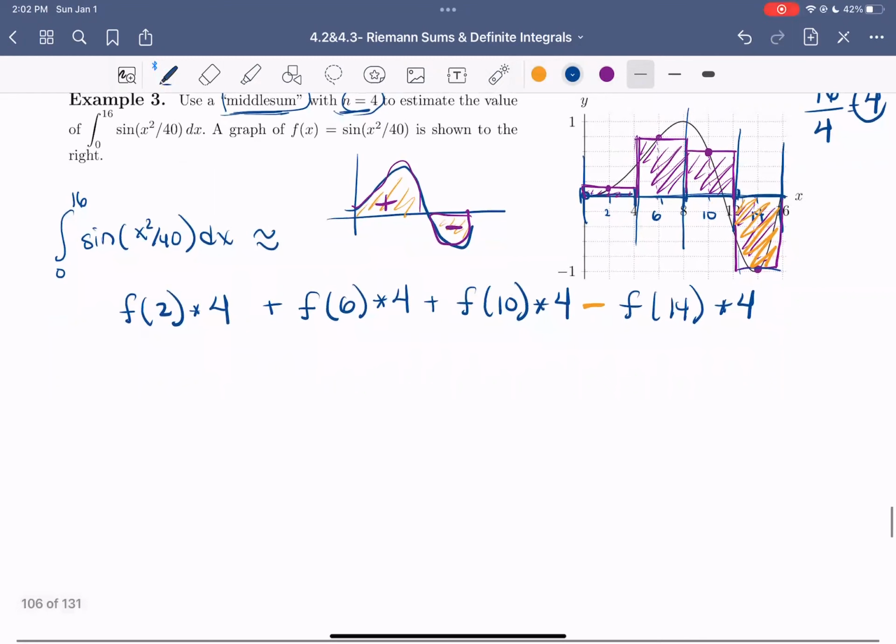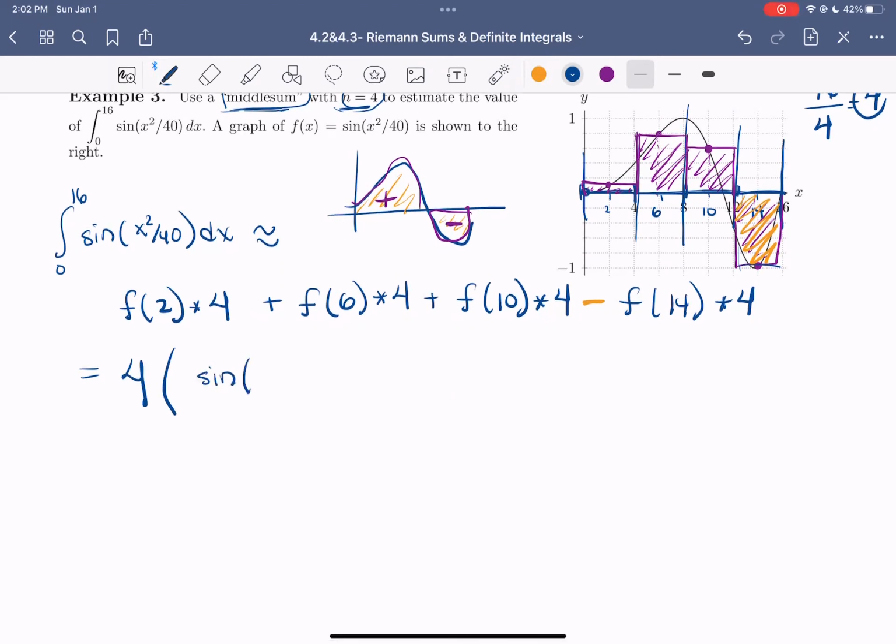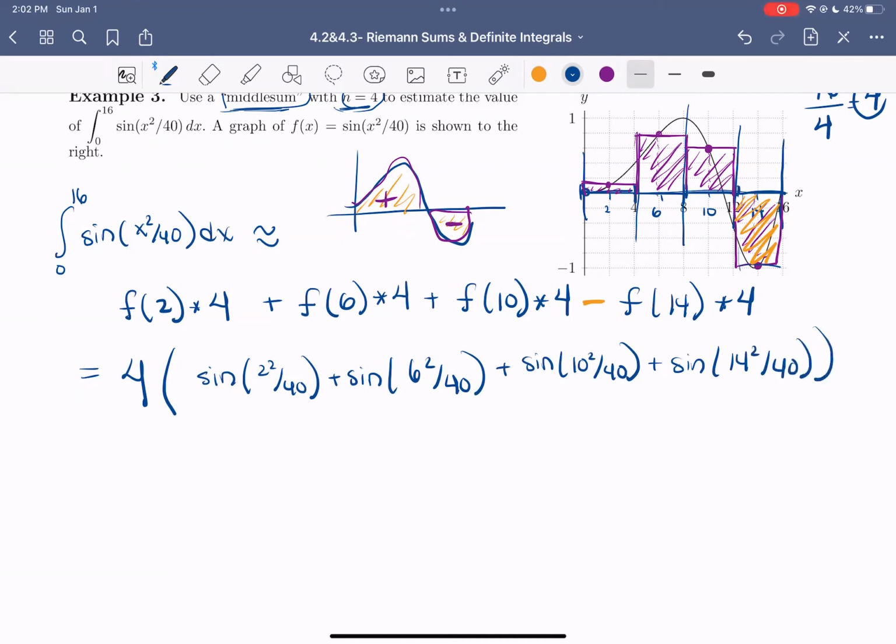What we can do now is factor out the width of 4 and then compute the function values. For f of 2, we get sine of 2 squared over 40, plus sine of 6 squared over 40, plus sine of 10 squared over 40, plus sine of 14 squared over 40. Now we can go over to our calculator and compute these sine values. Please pause the video and work it out on your own, and then in a minute, we can check our work.